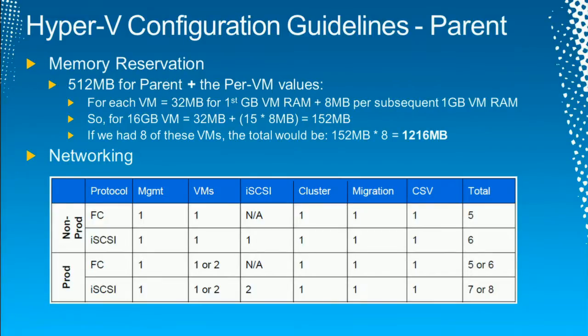So the overhead of running that particular VM on Hyper-V, in terms of the parent partition, the parent host, would be an extra 152. So we'd be looking at 512 plus 152. That's how you work it out. Now if we had 8 of those virtual machines, that would be 152 meg times 8, which is just over a gigabyte extra. Okay? These figures are not specific to Hyper-V. Okay?